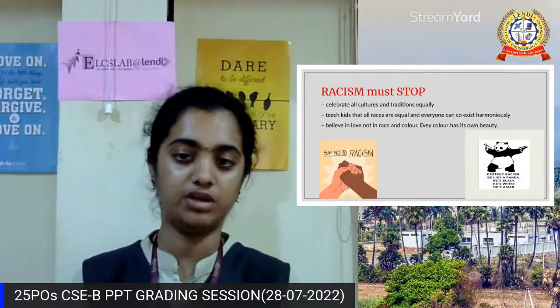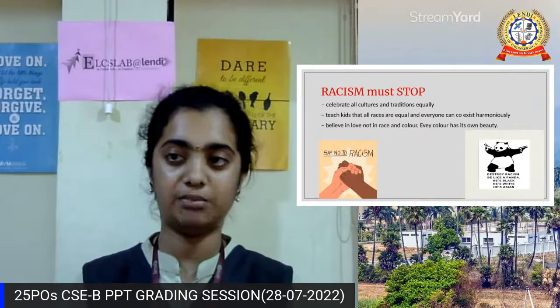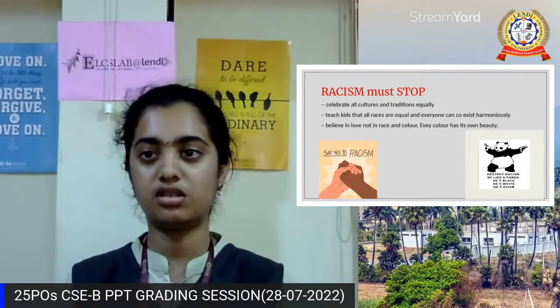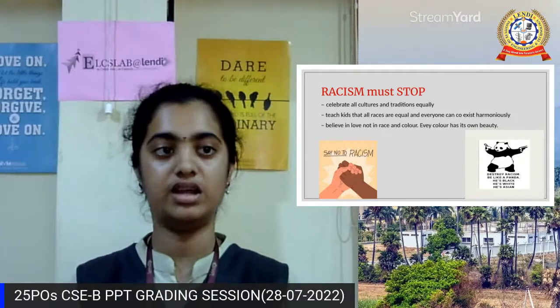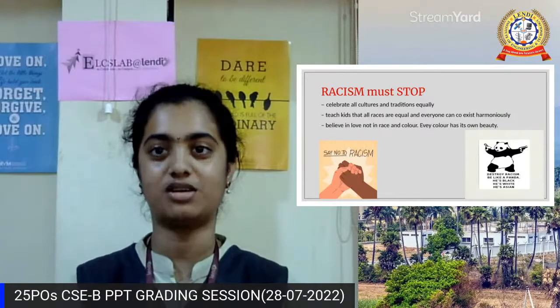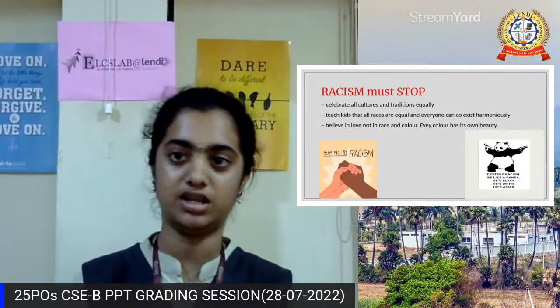I mean, look at the panda. We all love the panda. It's fluffy, it's cute. The panda is both white and black, and yet it is loved by the entire world. We should also start accepting colors, and we should know that we shouldn't judge a person solely based on their color, and it is character that matters the most in any kind of relationship. Thank you.